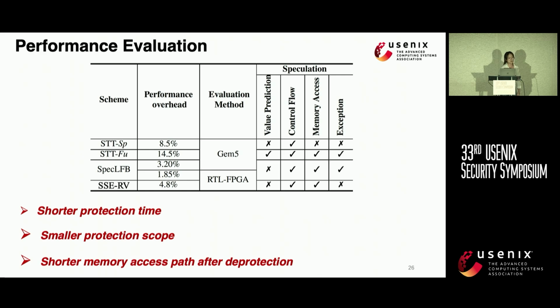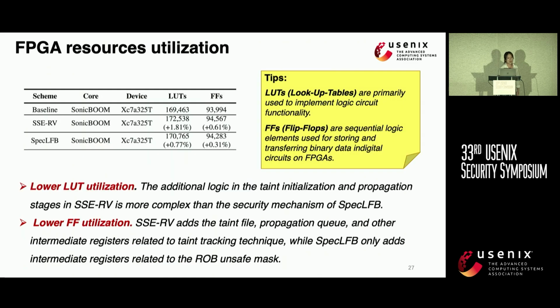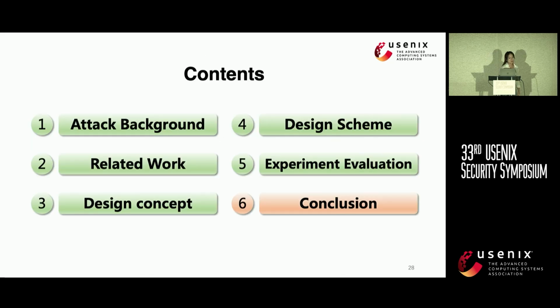SpecLFB demonstrates a significantly lower performance overhead compared to CT and SSE-RV. Furthermore, we evaluate the FPGA hardware resource utilization for SSE-RV and SpecLFB. SpecLFB leads to a lower additional LUT utilization of only 0.77% and lower flip-flop utilization of only 0.31%. And finally, let's make a conclusion.